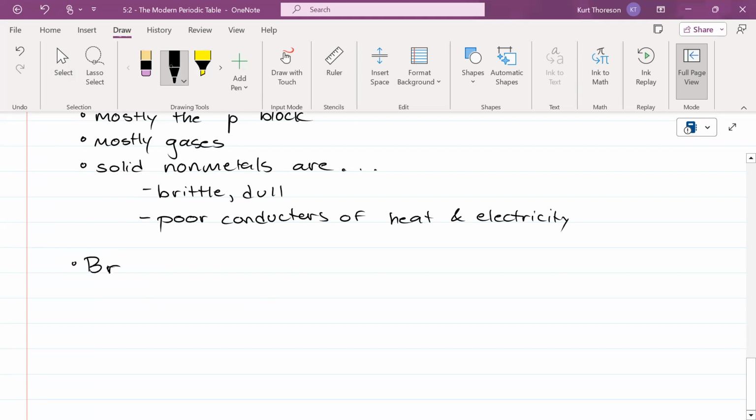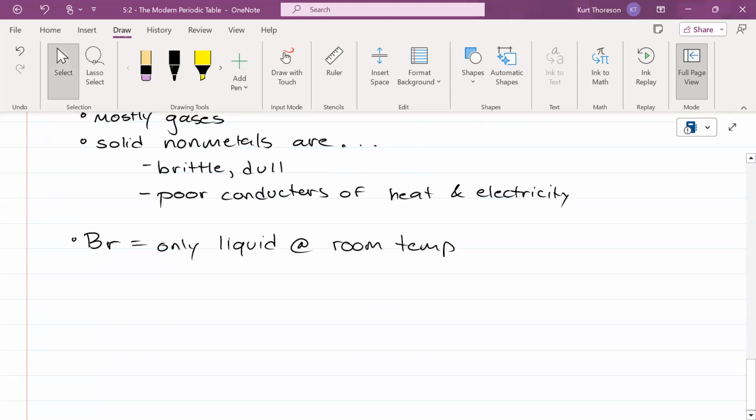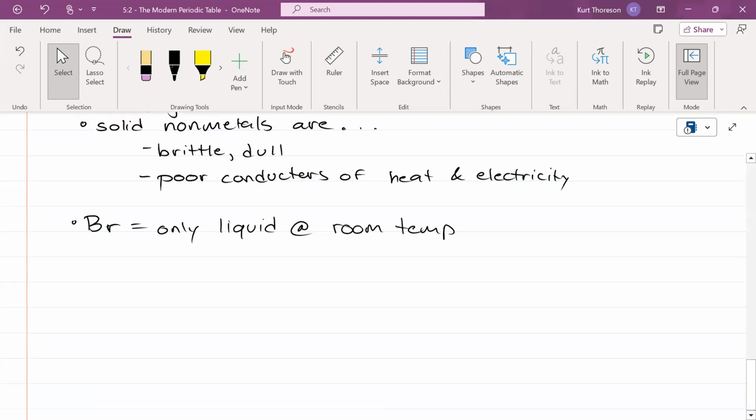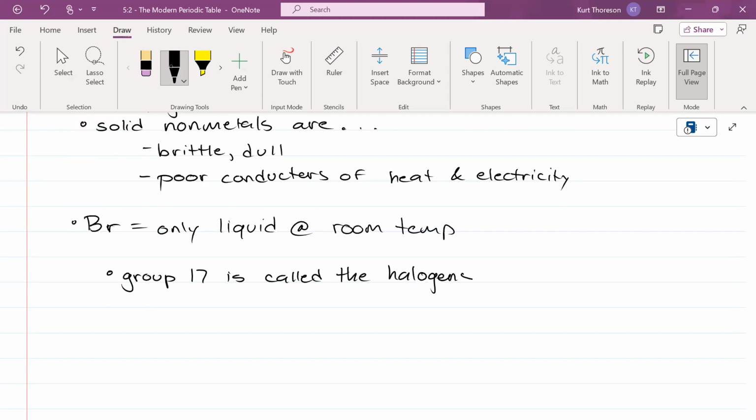Bromine is the only liquid at room temp. If you freeze bromine, it will become a solid. But at room temperature, which is about 74, 75 degrees, it's going to be a liquid. Group 17 is called the halogens. That would be fluorine, chlorine, bromine, iodine, astatine.